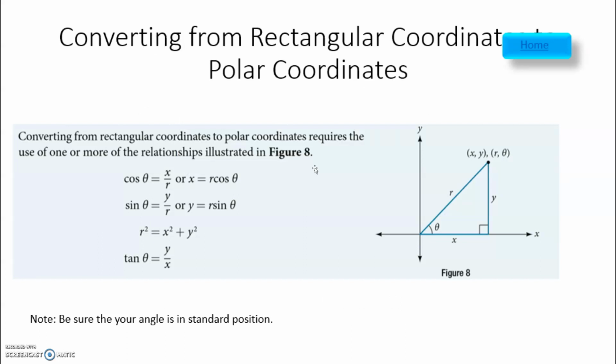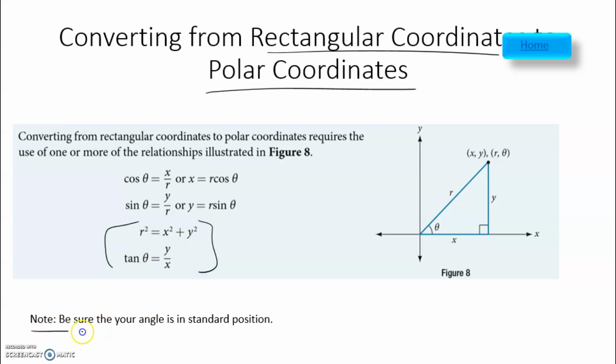Okay, now go in the other direction, going from rectangular to polar coordinates. So what I'm going to need is r and tangent. Okay, and also be sure that your angle is in standard position. Okay, don't forget to do that part.